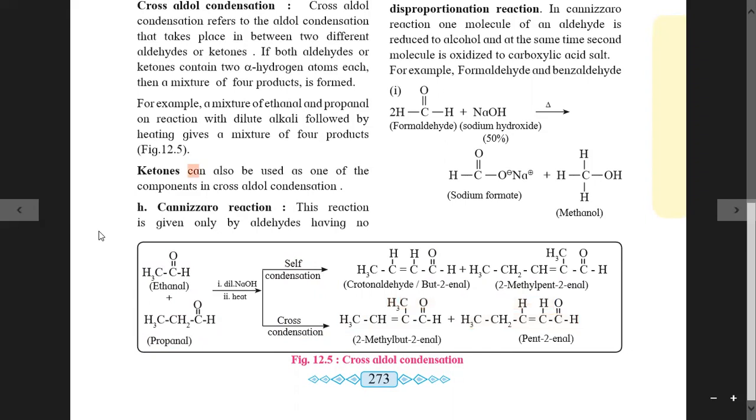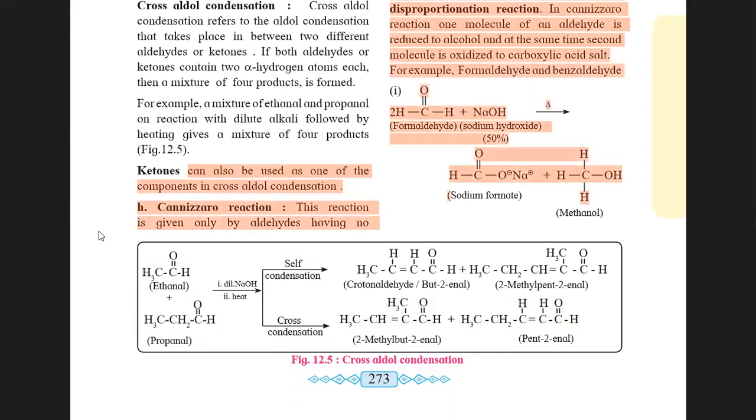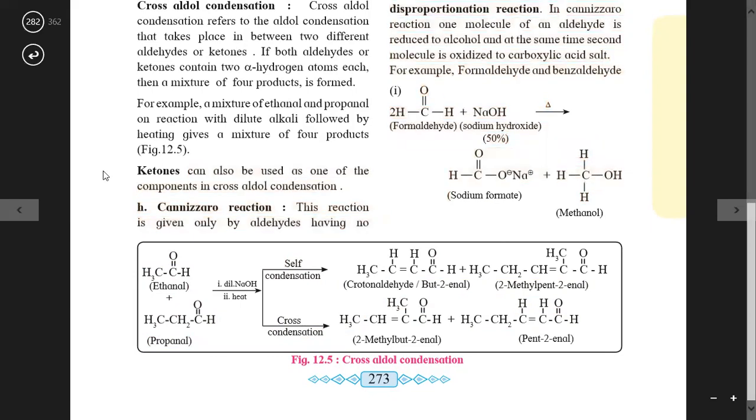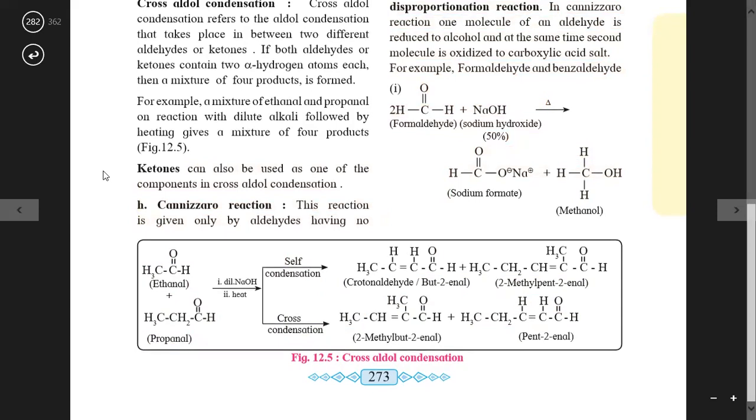Now, a ketone can also be used as one of the components in the aldol condensation. So we can use an aldehyde or a ketone, or both aldehydes or both ketones, for this aldol condensation reaction. So that is about the aldol condensation reaction. Now, the next type of reaction is the Cannizzaro reaction. This is again an important reaction of aldehydes and ketones.